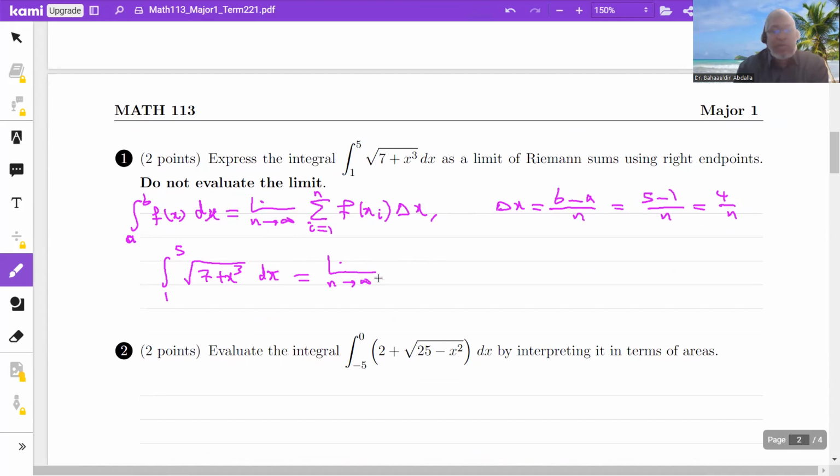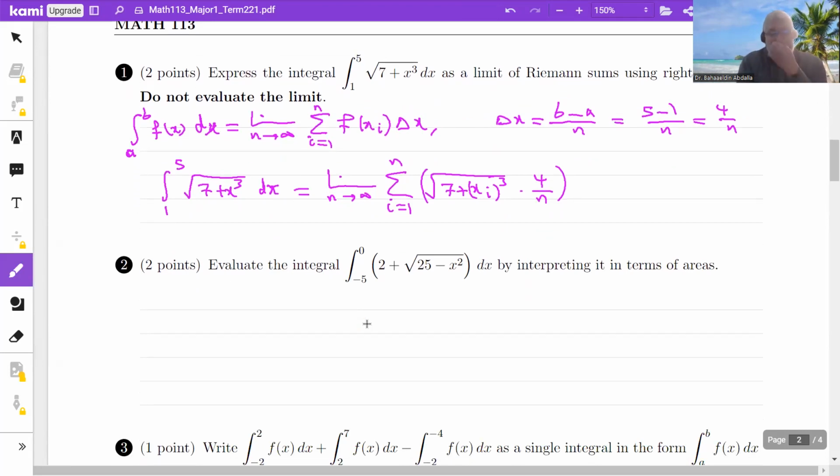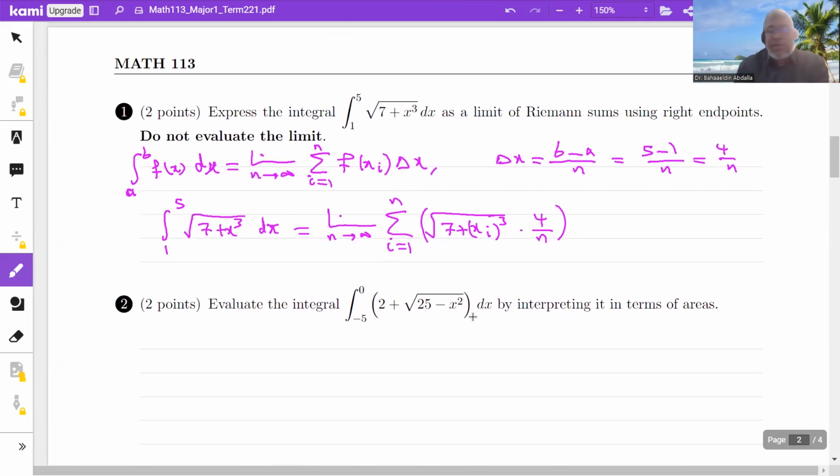So limit as n goes to infinity, summation i from 1 to n. Well, f of x i would be square root of 7 plus x i to the power 3, and delta x is 4 over n. So this would be the expression needed. 4 over n, you can take it outside the sum or leave it there. Both are correct.